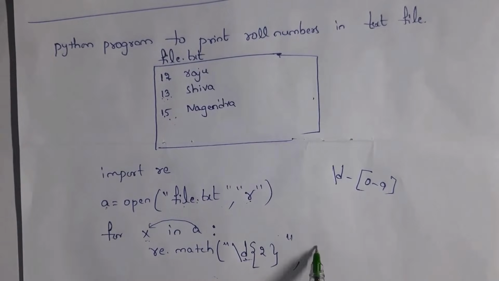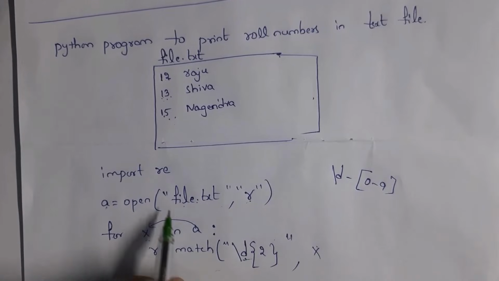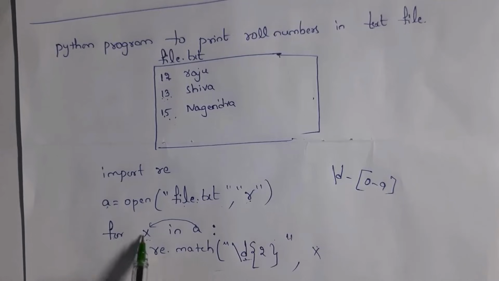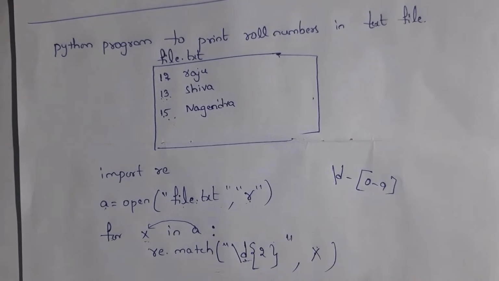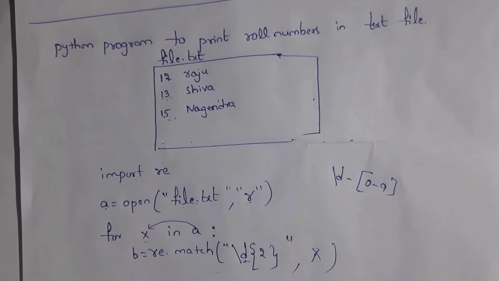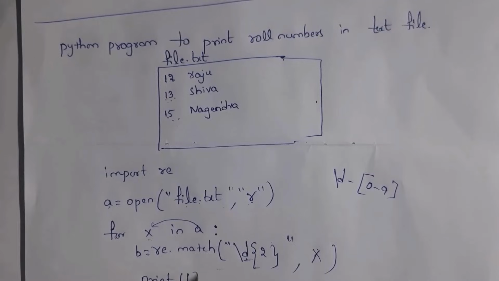Guys, don't write here A, write here x, because whatever data is present inside this text file, whenever I write for x in A, this data is stored in variable x. So just write here x. And I am storing this result in a separate variable, that is b. So whenever you write print b, you will get output.